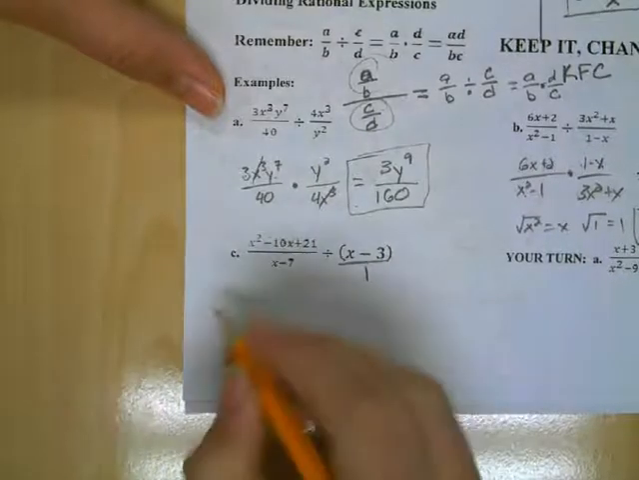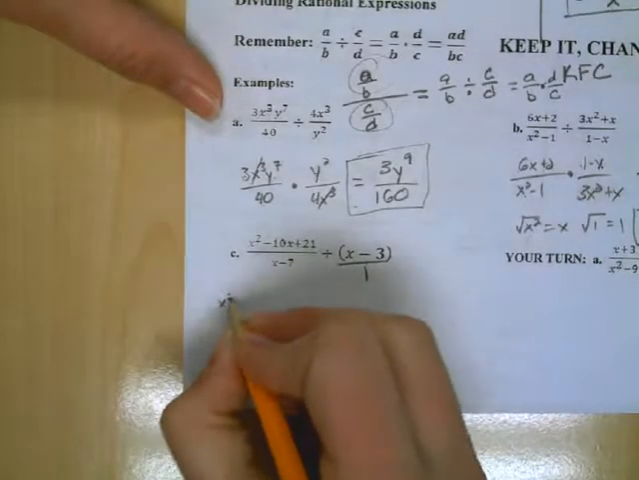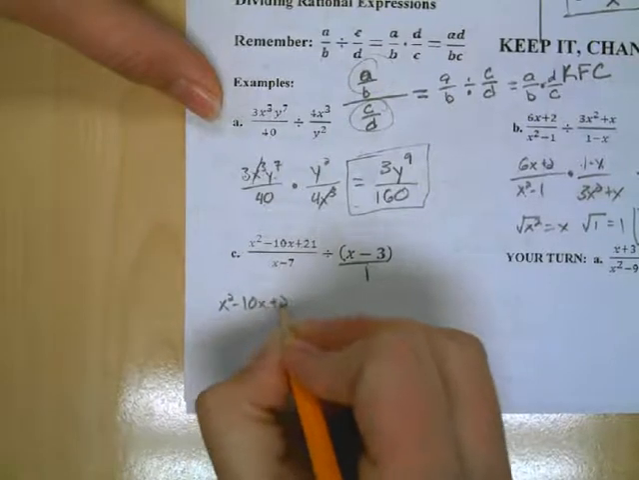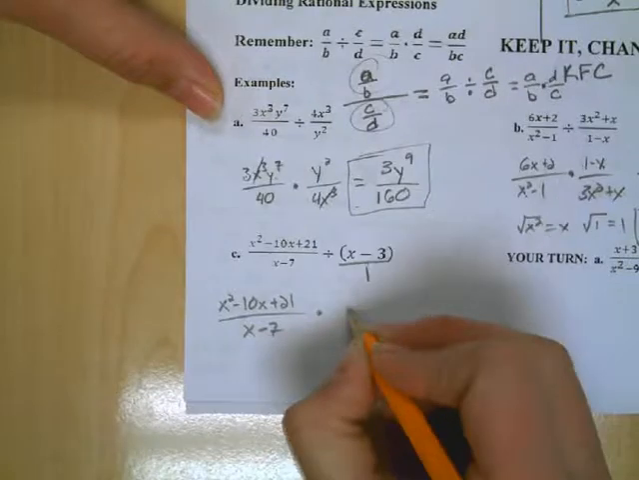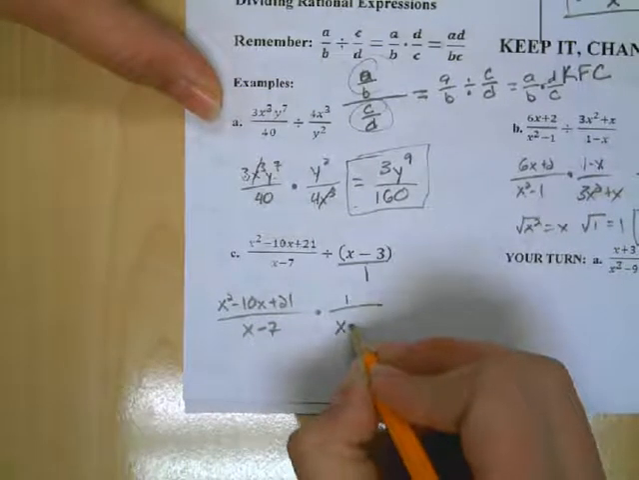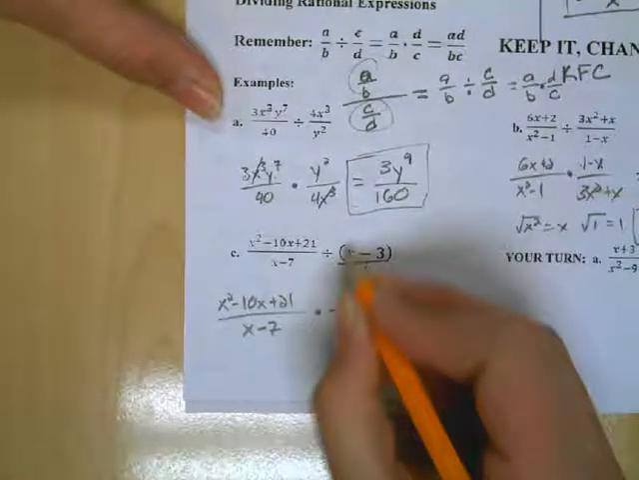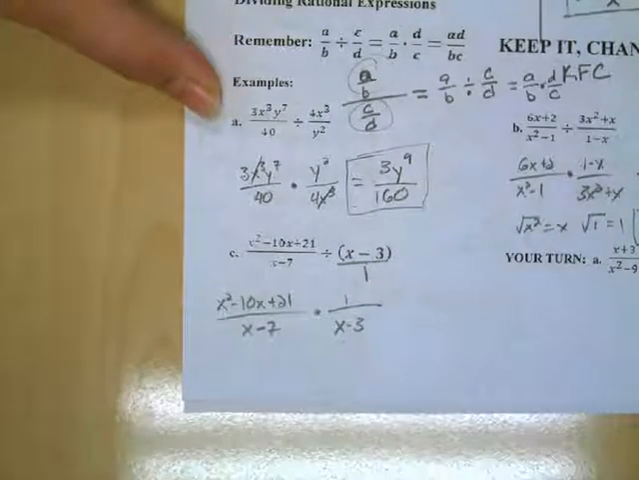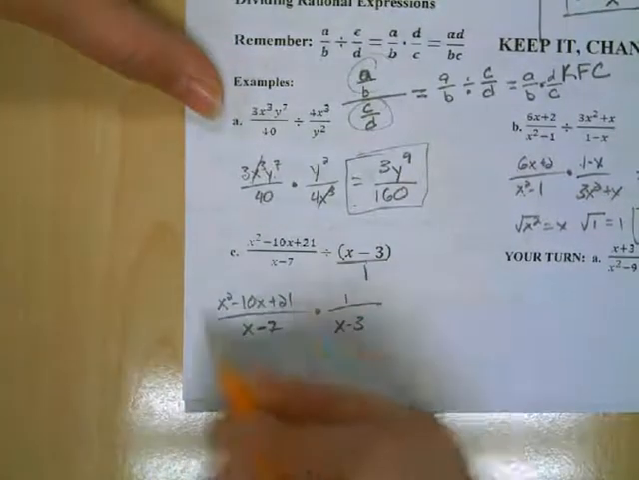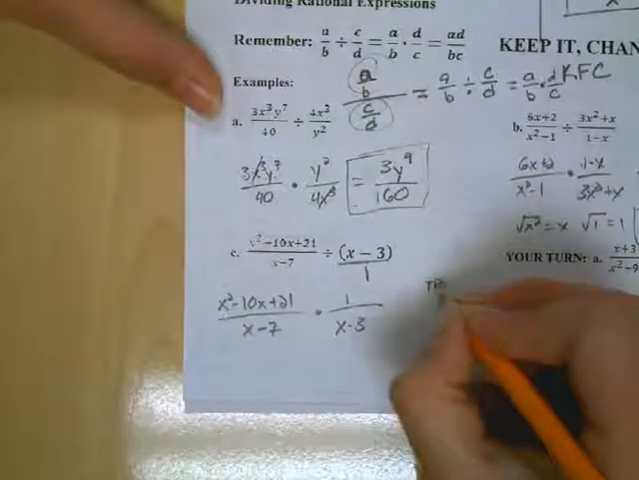Here we go, keep it, flip it, change it. X squared minus 10x plus 21, all divided by x minus 7 times 1 over x minus 3. We just took this right here, we flipped it over, now it's 1 over x minus 3, change it to multiplication. I need to factor this little piece up here, target product, target sum.